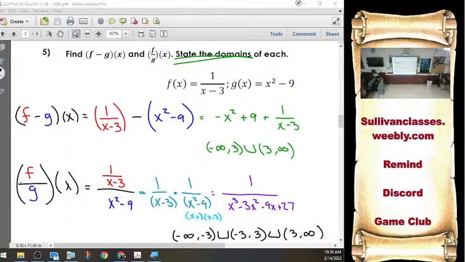Write notes to yourself. Remind yourself, your commandments of domain. Don't divide by 0. No even roots of negatives. Logarithms, we'll hit those again in chapter 3.